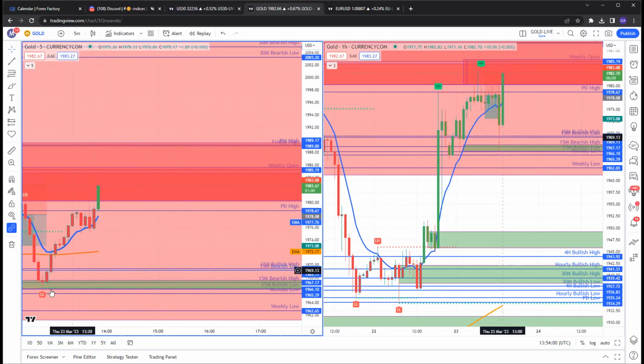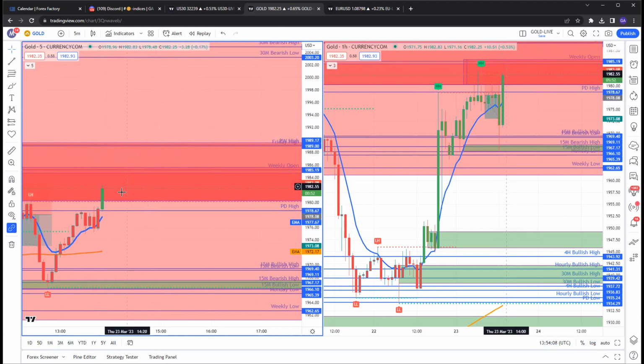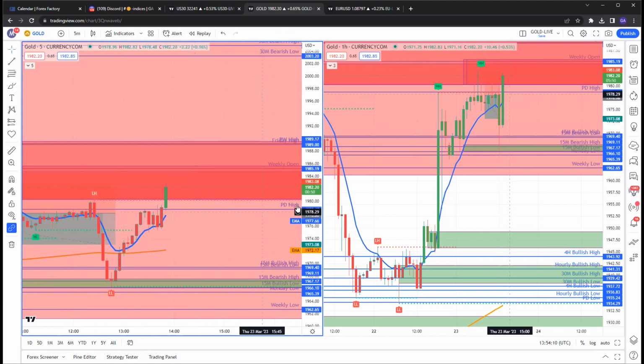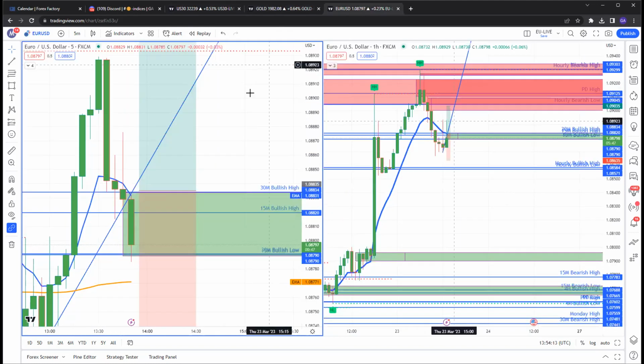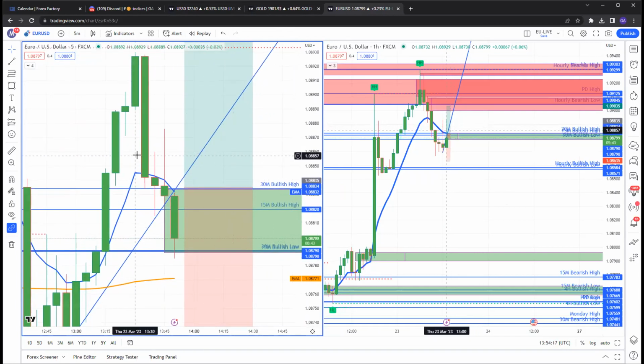The only possible buy on gold would be a retest of the 9 EMA, but I am not looking to buy when we have a supply zone within a supply zone that's right there. And I already made my money today from gold. So EU, same thing. We need closure.